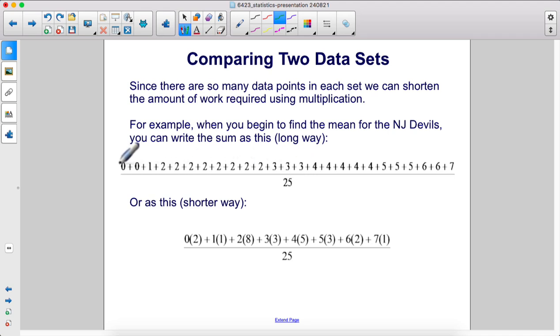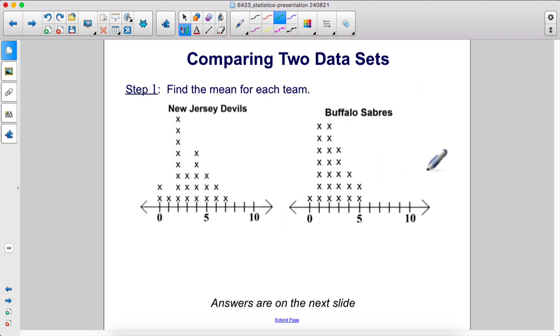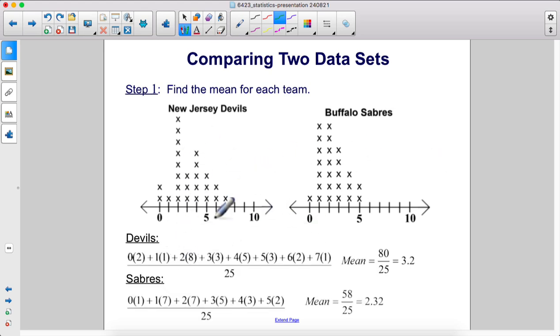So for example, we have 2 zeros, 1 1. We have 8 twos, so 2 times 8 is 16. So these added together is 2 times 8, 16. So see how we can just break it down by the number and then how many of them there are. Multiply it. Step 1. Find the mean for each team. Okay, so for the Devils, the average or mean is 3.2 goals. For the Sabres, it's 2.32 goals.